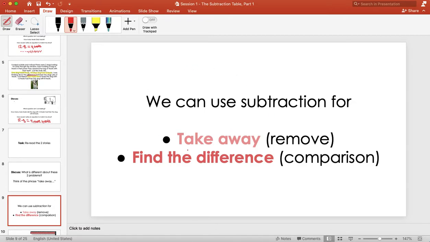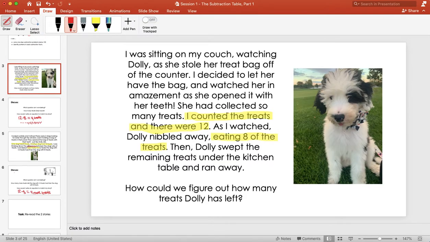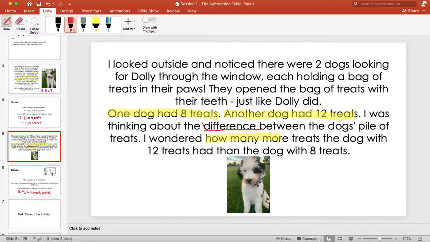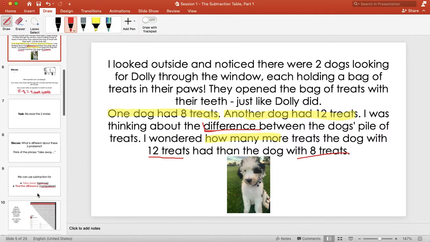I want you to look at the phrase take away, which means remove, and find the difference means comparing. So in the first word problem, we were using a takeaway problem because we started with 12. We took away 8, or Dolly ate them, and that's how we got our answer of 4. In the second word problem, we're using the word difference. So that means we are comparing the dog with 12 treats with the dog with 8 treats to find the difference.